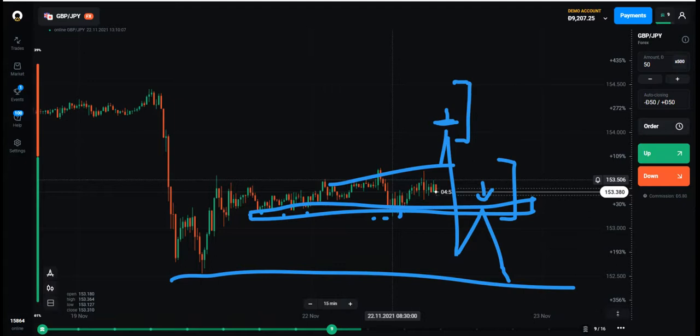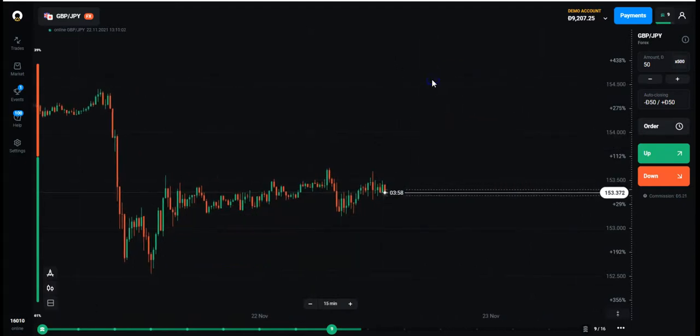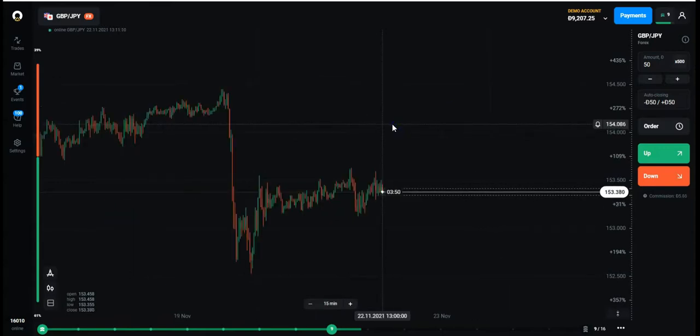I do prefer the CAD yen, so I'll be focusing on that, and we'll see what happens. For now, let the market develop. It may not even happen today, it may happen tomorrow. So we'll see how it goes, and if there's no entry in the next 2-3 hours, then we'll leave that aside.